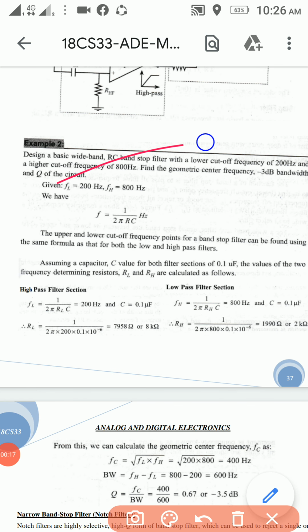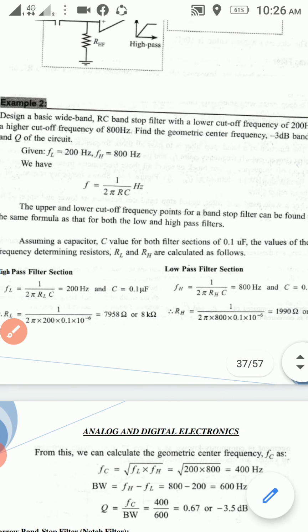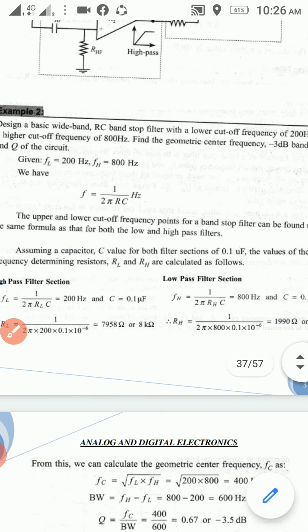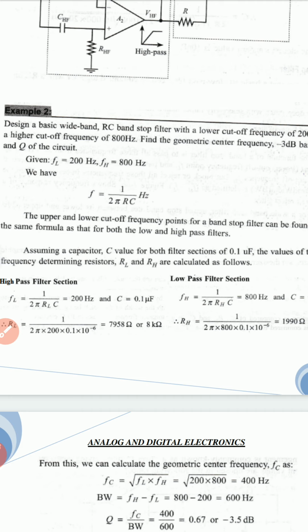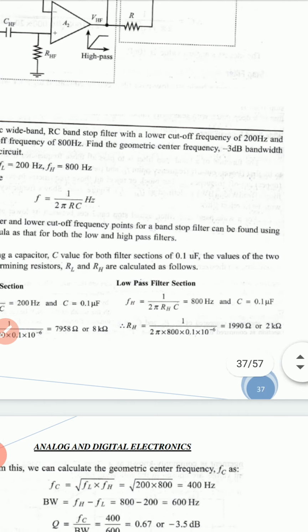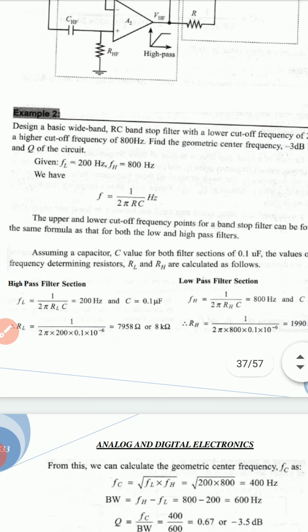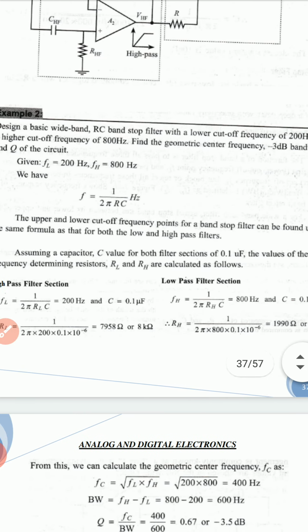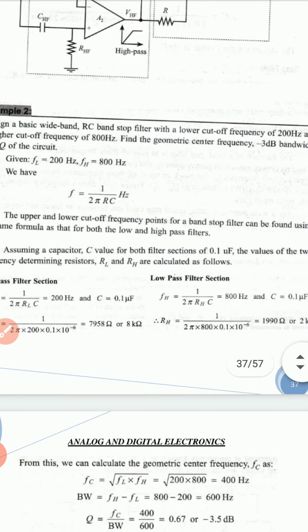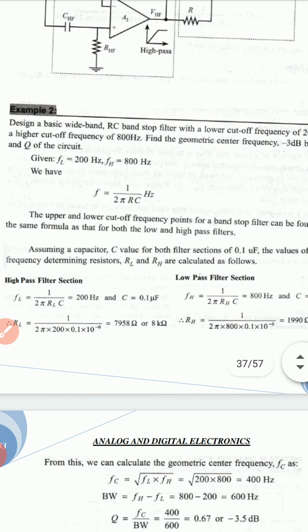Okay, consider this problem. What exactly is being asked in this problem? Design a wideband RC bandpass filter with a lower cutoff frequency of 200 hertz and a higher cutoff frequency of 800 hertz. Find the geometric center frequency, the minus 3 dB bandwidth, and the Q, the quality factor of the circuit.